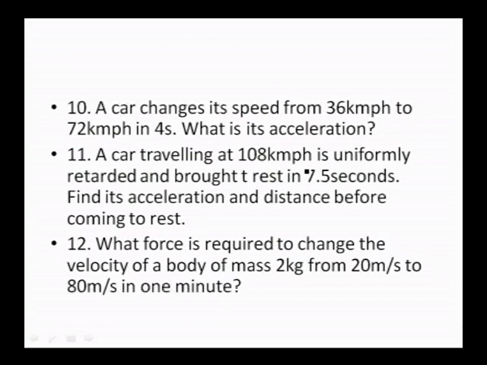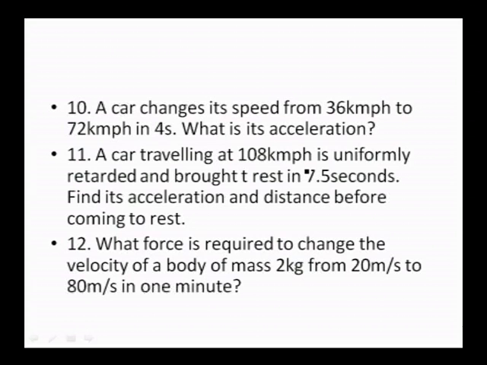A car changes its speed from 36 km per hour to 72 km per hour in 4 seconds. What is its acceleration? A car is in motion whose velocity increases from 36 km per hour to 72 km per hour in 4 seconds. So, what is given, you just write down.